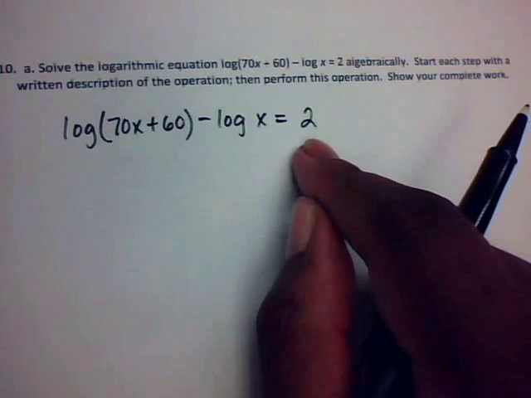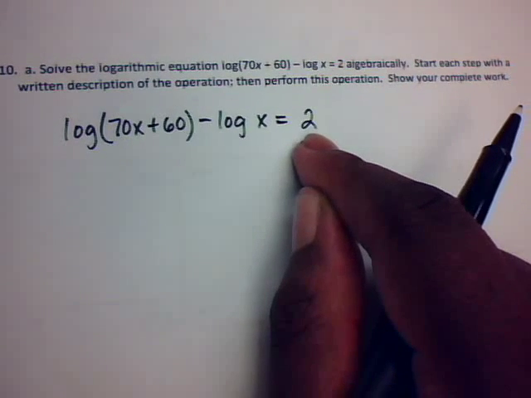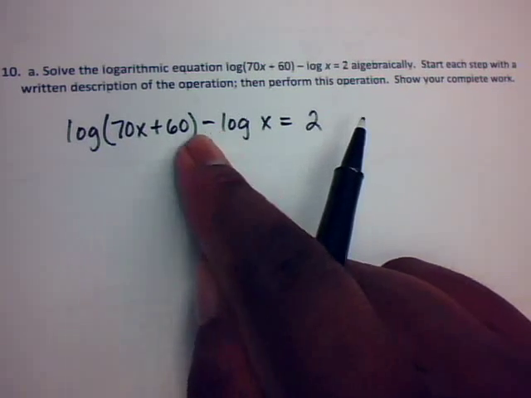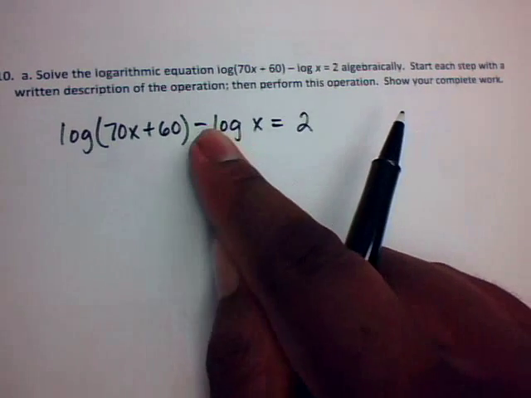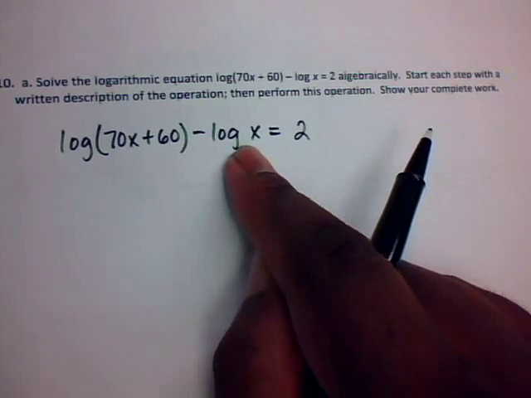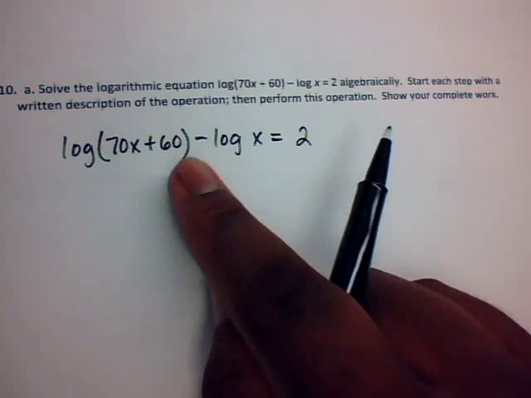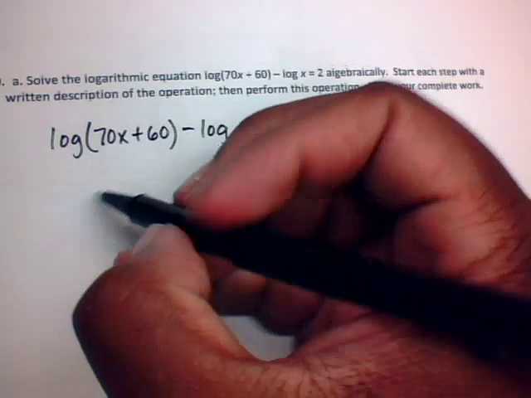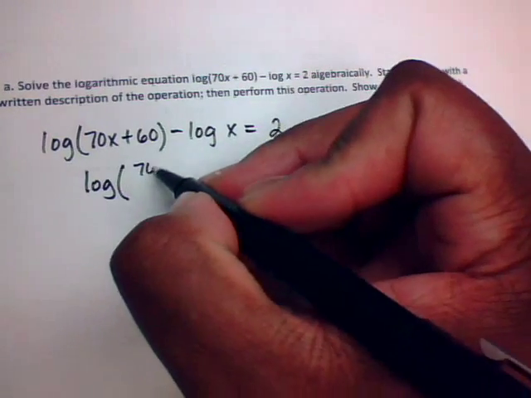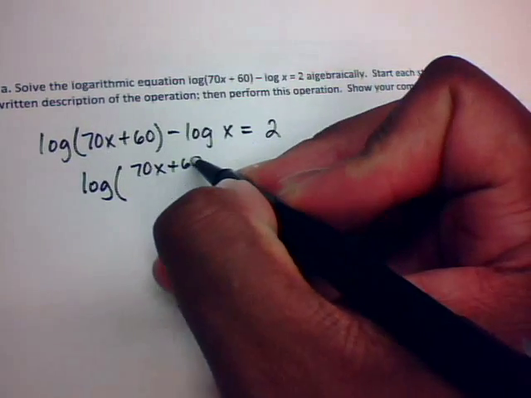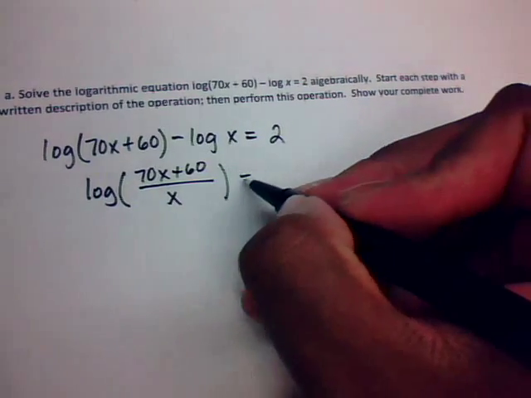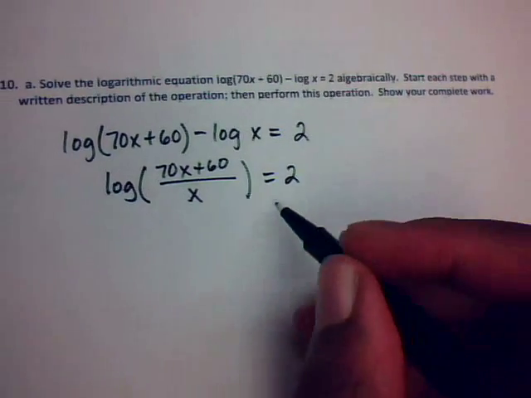Now we don't have a log on the right hand side of the equation, so we can't use the one-to-one property. However, we do have the minus sign between the two logs. Again, that's the difference of their logarithms. That means we can condense that as the log of the quotient. So we'll rewrite this as the log of 70x plus 60 divided by x. And that's equal to 2.